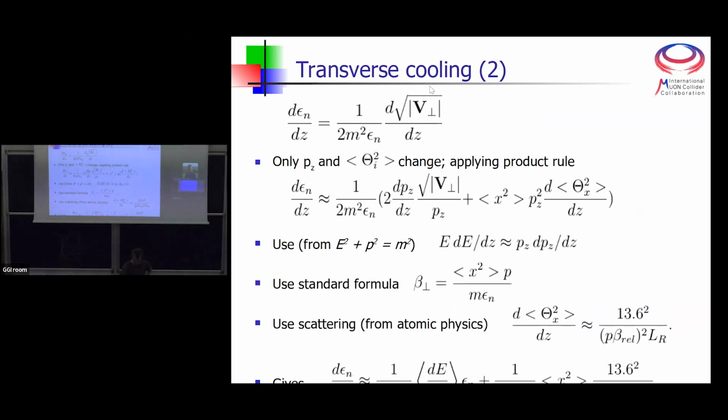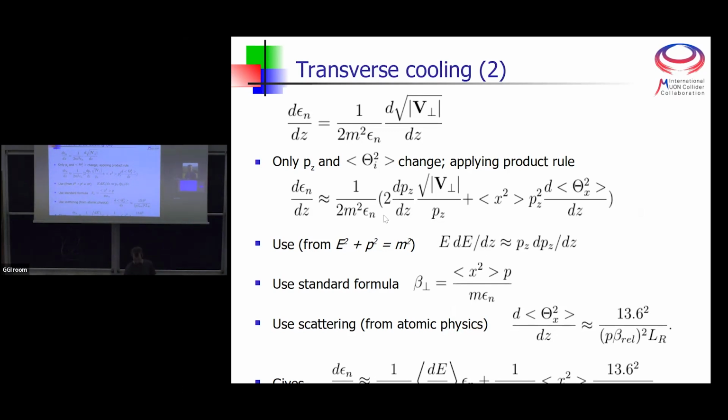And so then the challenge is to find what this derivative is. So when we go through our material, the Pz changes, so Pz is reduced, and we get an angular kick, so theta squared increases. So these are the two things which are going to change as we go through our material. So we have two derivatives: dPz/dz, and d(theta squared)/dz.